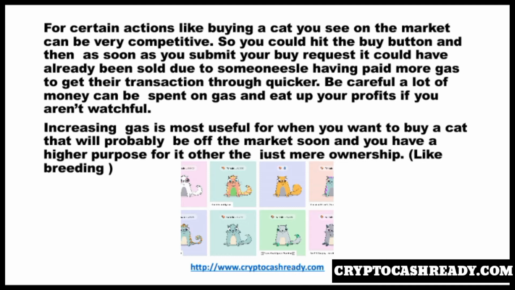Increasing gas is most useful for when you want to buy a cat that will probably be off the market soon and you have a higher purpose for it other than just mere ownership, like breeding.